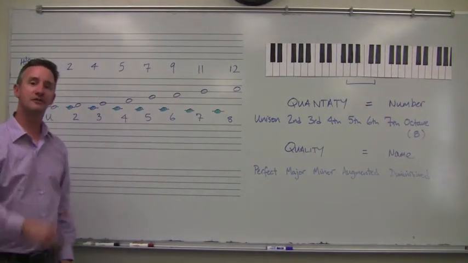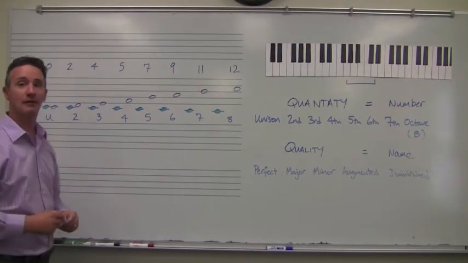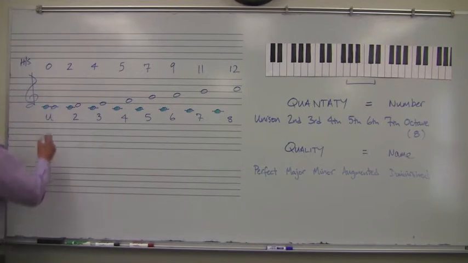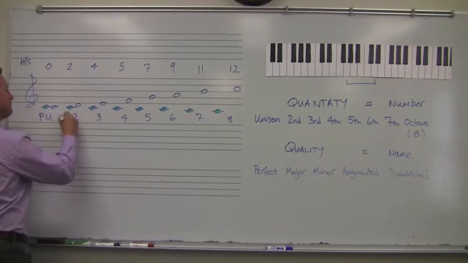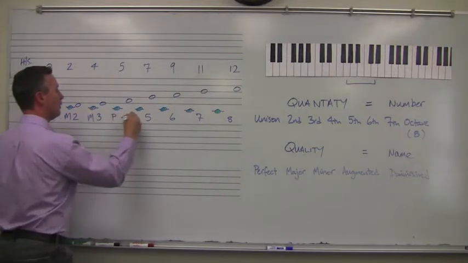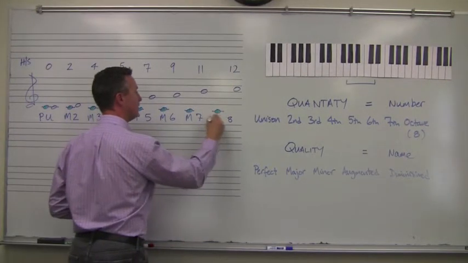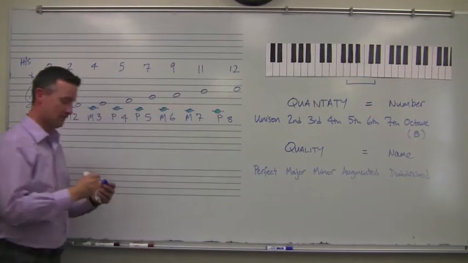So what are the specific names for intervals that have this particular criteria? Well, they are as follows. We call this a perfect unison. It is a major second, a major third, perfect fourth, perfect fifth, major sixth, major seventh, and a perfect octave.